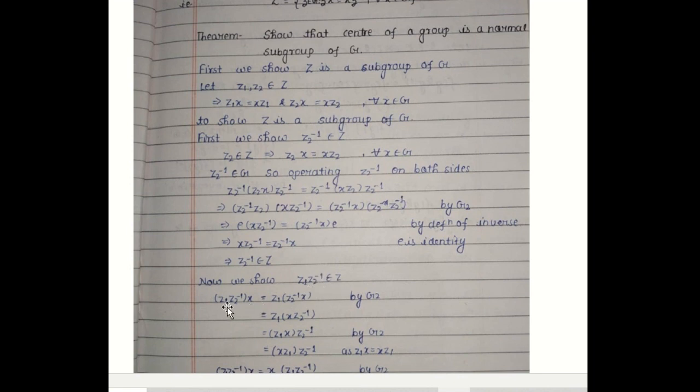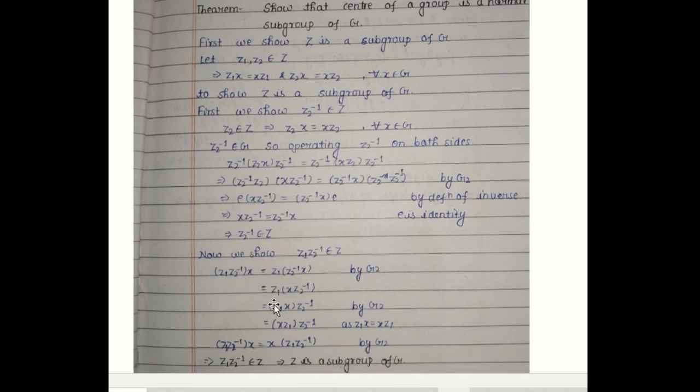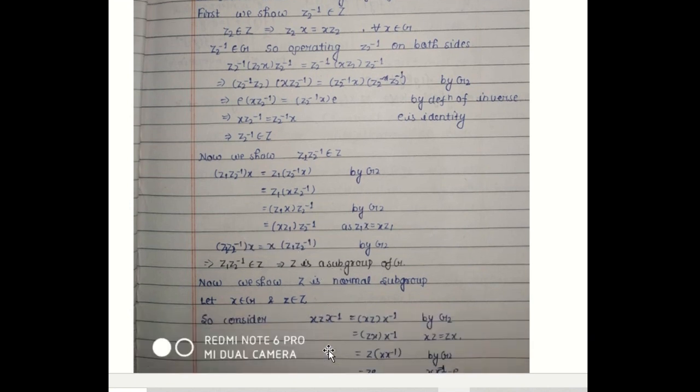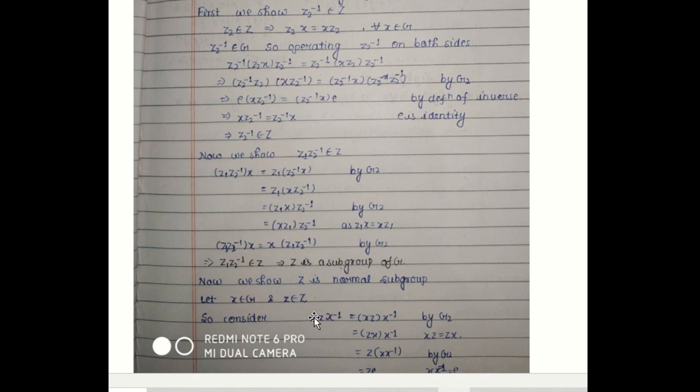Now it is left to show that Z1 into Z2 inverse belongs to capital Z. So now we consider Z1 Z2 inverse x. By commutativity we get this, and since it commutes, Z2 inverse x is equal to xZ2 inverse. So this is Z1 x into Z2 inverse. This is xZ1 by commutativity, xZ1 into Z2 inverse, and this will be this. So it can be easily shown that Z1 into Z2 inverse commutes with x, so it is in capital Z, that is the center. So the center will be a subgroup.